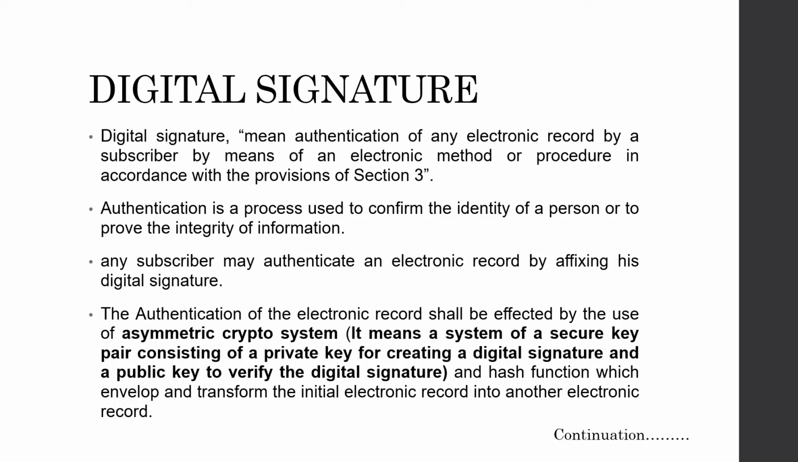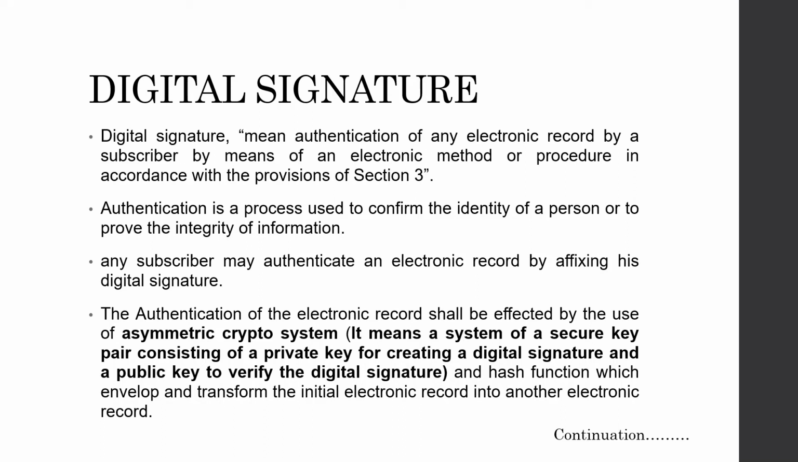Next point. Any subscriber may authenticate an electronic record by affixing his digital signature. So easily they can authenticate an electronic record, meaning the person who has a DSC can authenticate any type of document or digital or electronic record by affixing their digital signature.